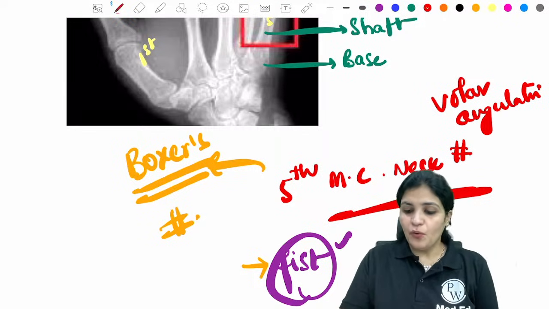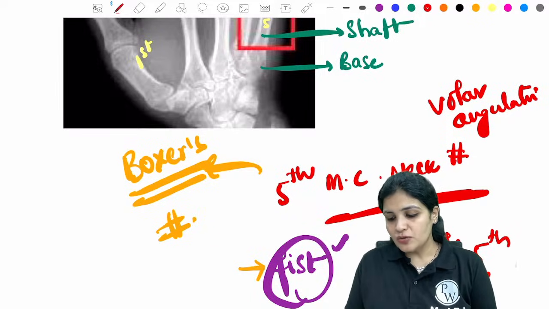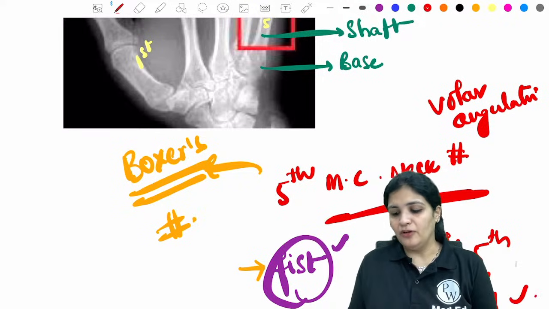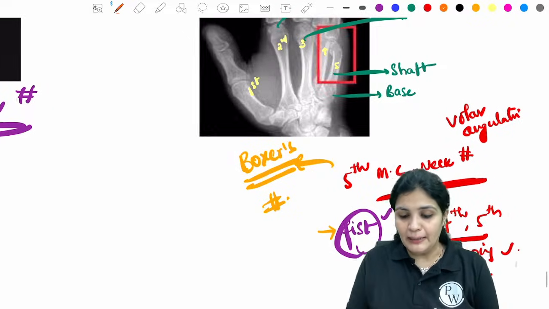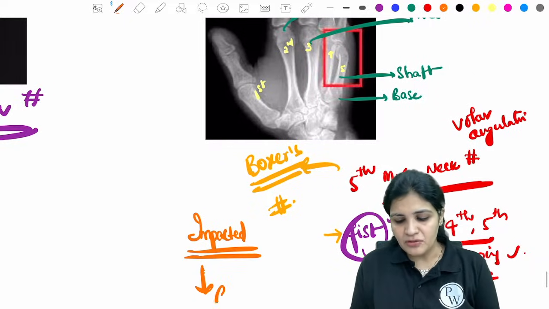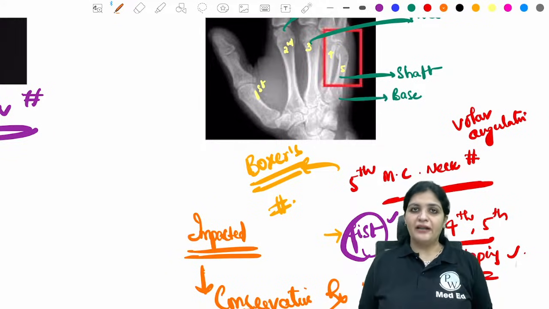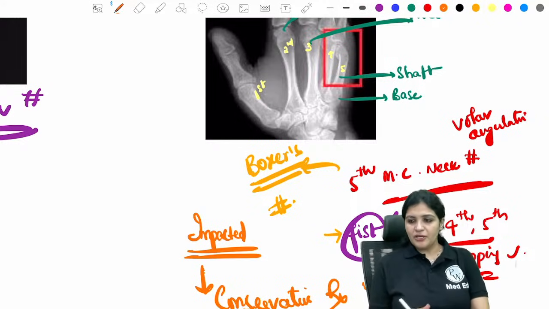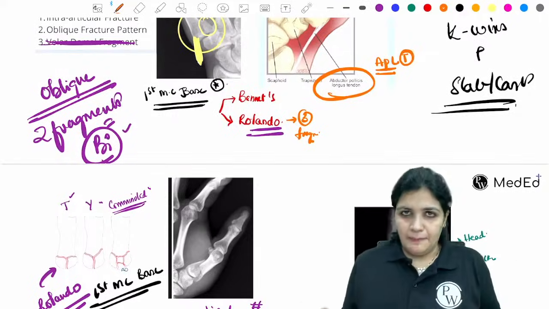Okay, and the fourth and fifth metacarpals are very, very important for gripping. That is why you have to treat them properly. So this is a boxer's fracture which requires proper treatment, and because this is an impacted fracture, you can see that the fracture fragments are impacted here. Hence, because of impaction, they are stable. Hence, you can go for conservative treatment in case of boxer's fracture. That means you give a cast. So a cast is applied for this fracture. So these are metacarpal fractures.